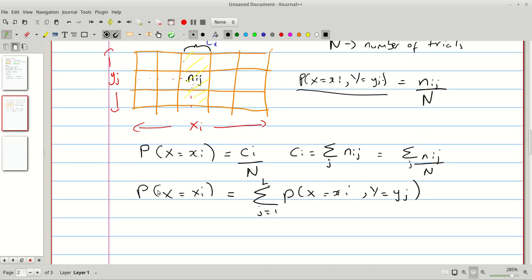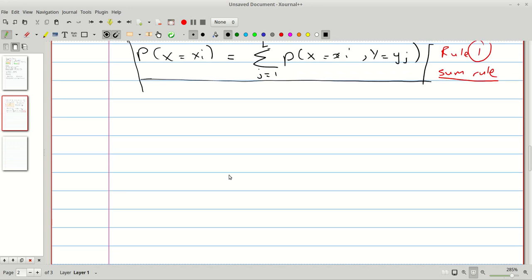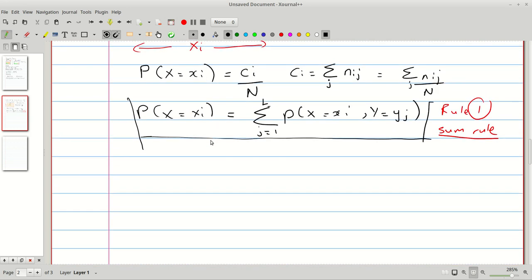So as you can see from this, we actually derived our first rule. So this is rule number 1. And what is this rule called? It's called the summation rule of probability. This is the summation rule, the first rule that we're deriving here. And it's also called the marginal probability.